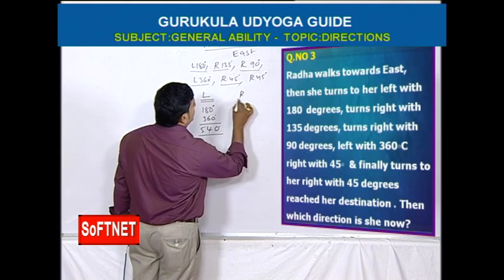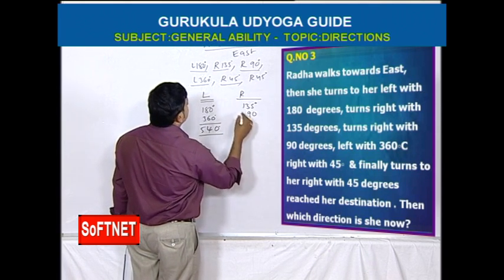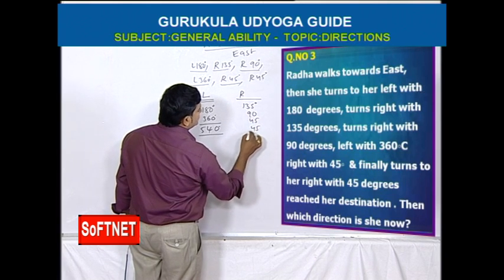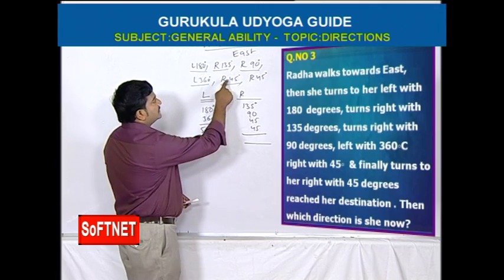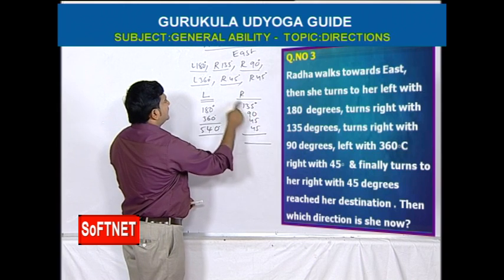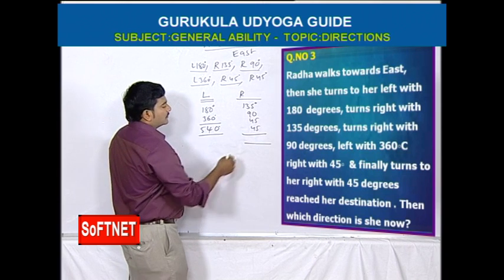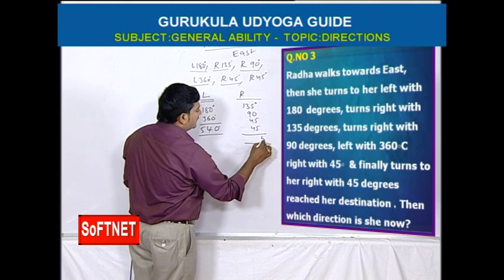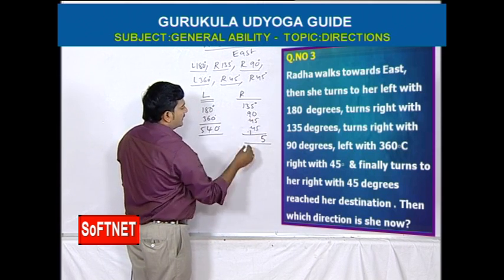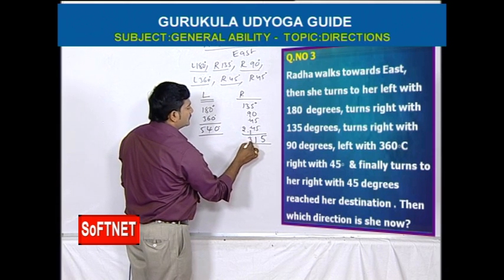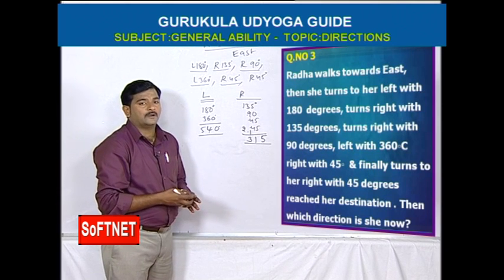Similarly, take all right angles. Here right is 135 degrees, then 90 degrees, then 45 degrees, and again 45 degrees. Let's add all these angles. 5 plus 5 is 10, 10 plus 5 is 15, and so on, and we get 315 degrees.